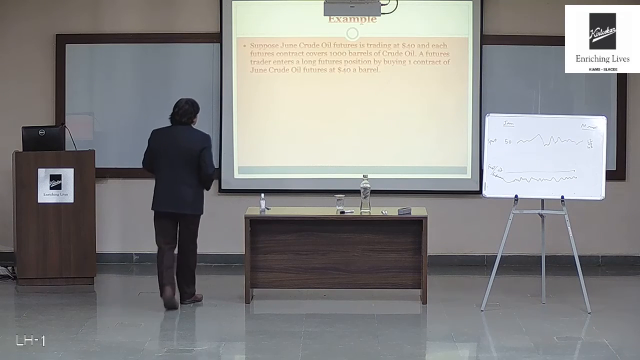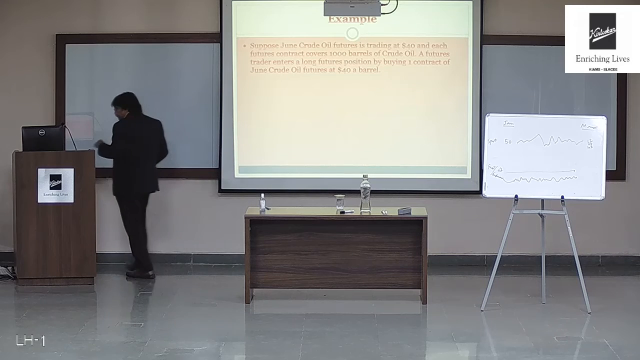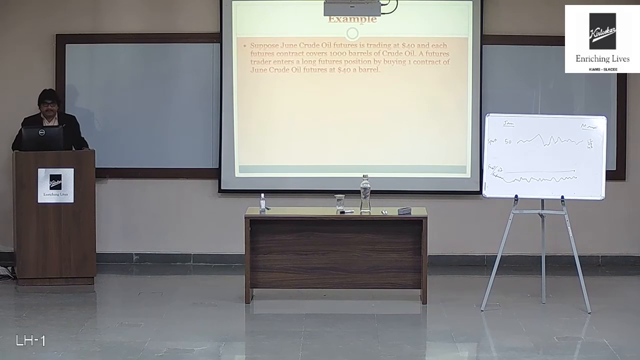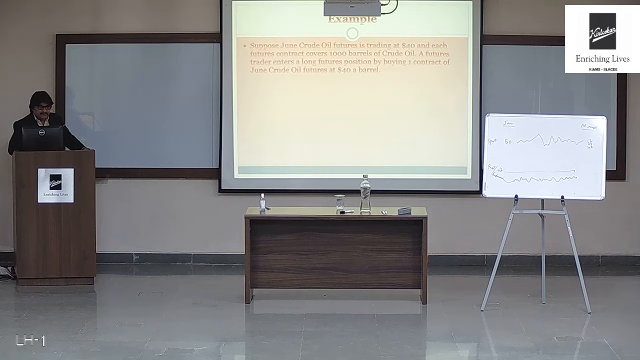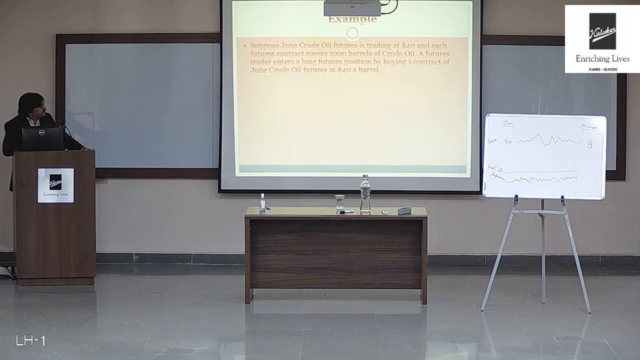Example: suppose there is a firm and it observes that the June crude oil futures is trading at 40 and each futures contract covers 1000 barrels of crude oil. Now, a futures trader enters a long futures position by buying one contract of June crude oil futures at 40 a barrel. So that means the company observes this and wants to buy the crude oil at 40, because that is the current futures price which is available, trading at 40 today.